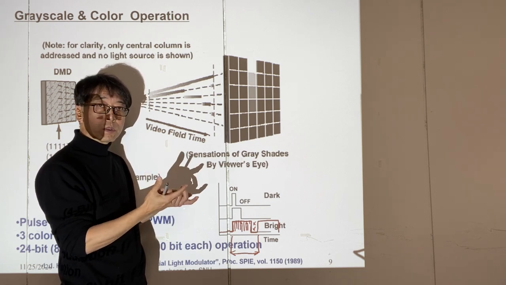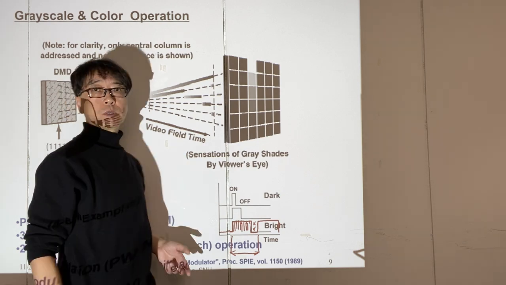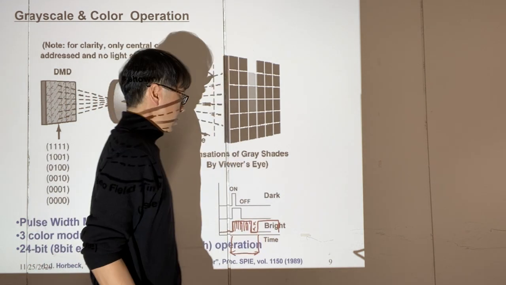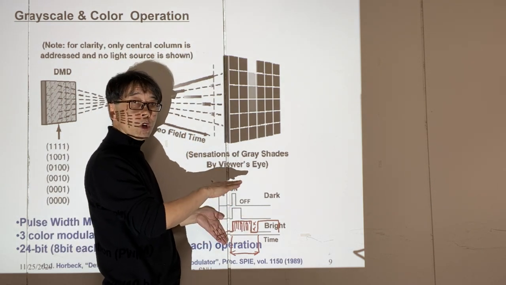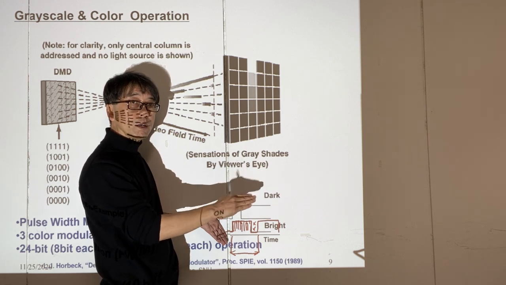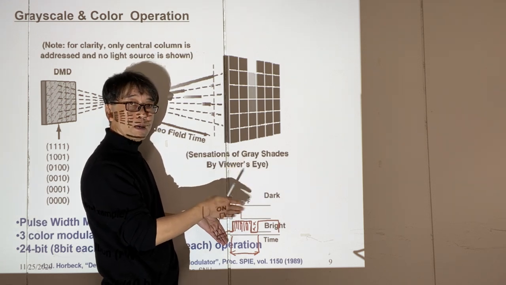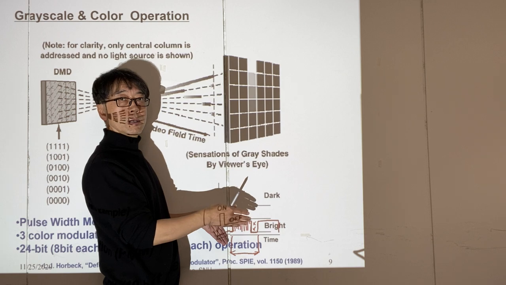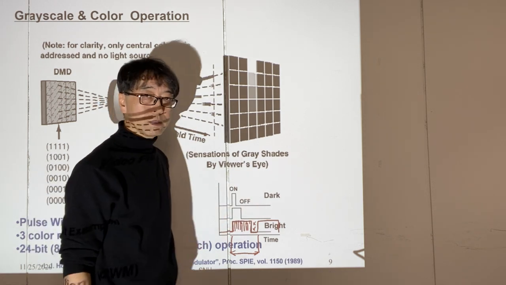Because you use a microscale mechanism, and that's very important. In this case, you turn on more than off, more than off, more than off, more than off, and the whole thing becomes faster than 30 frames per second, right? Then your eye cannot recognize it again.